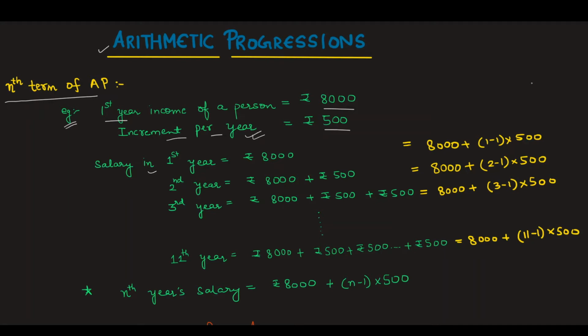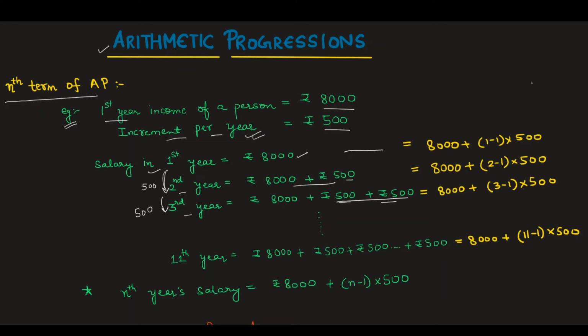So the salary in first year is 8,000. In second year we add 500 to it. In third year we add 500 twice because there is a shift. One addition of 500 is in this step and the second addition is in this step. So total 2 times we have to add 500.